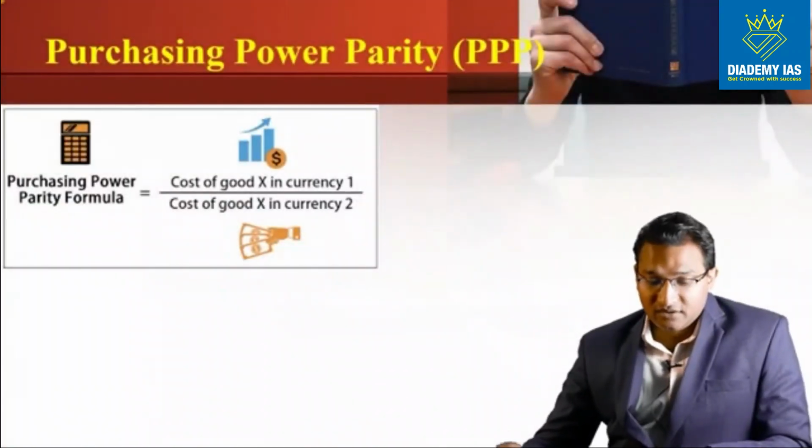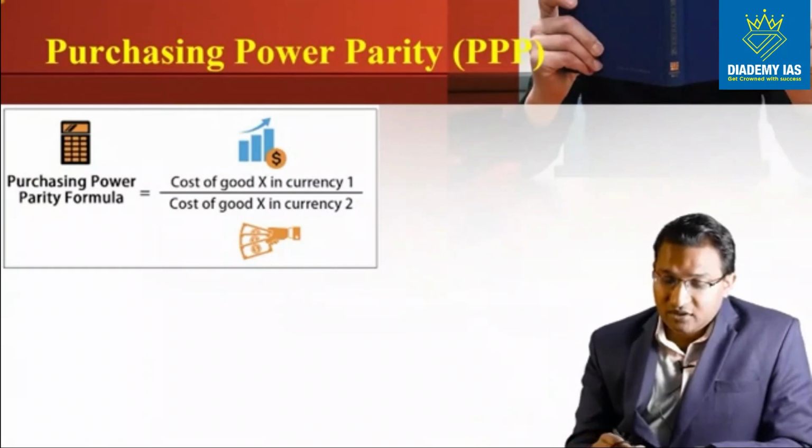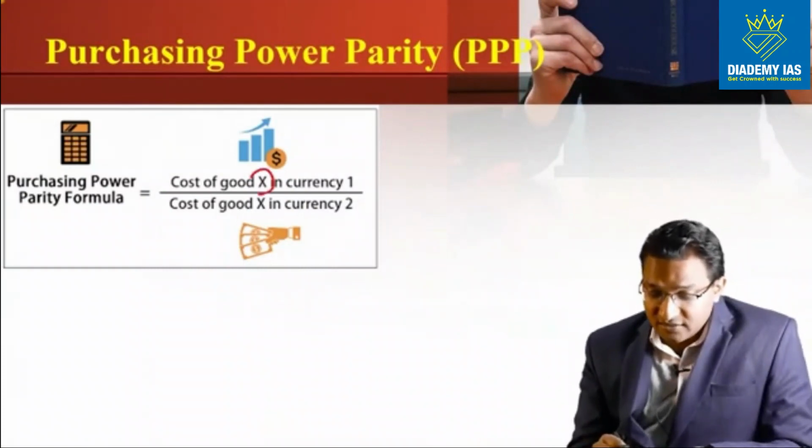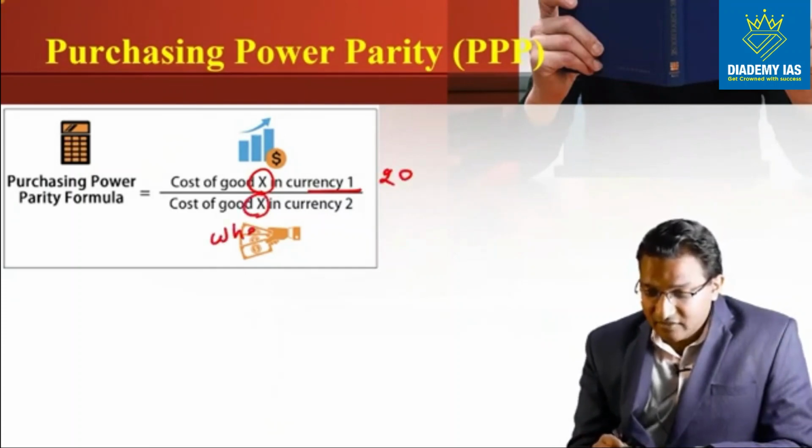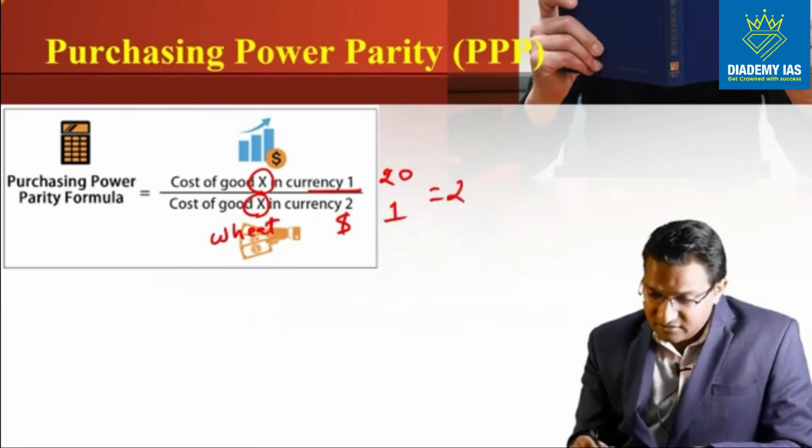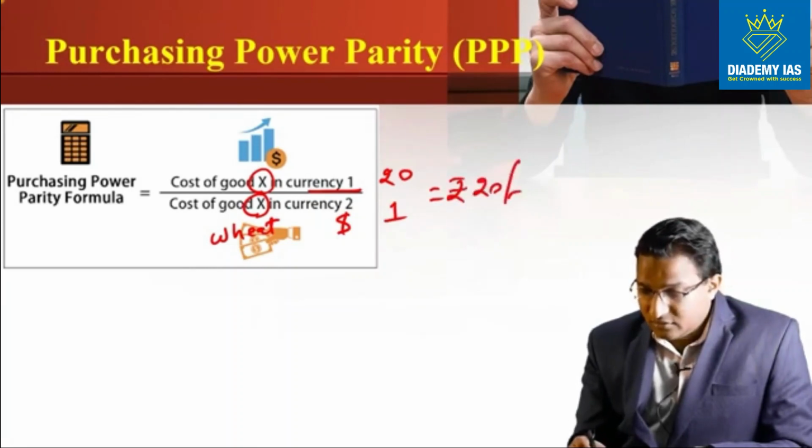How do we calculate the PPP based exchange rate? The cost of goods X in currency 1, that is rupees 20, and the cost of goods X, in our example we took the example of wheat, in currency 2, that is $1. So the purchasing power parity based exchange rate is rupees 20 per dollar.